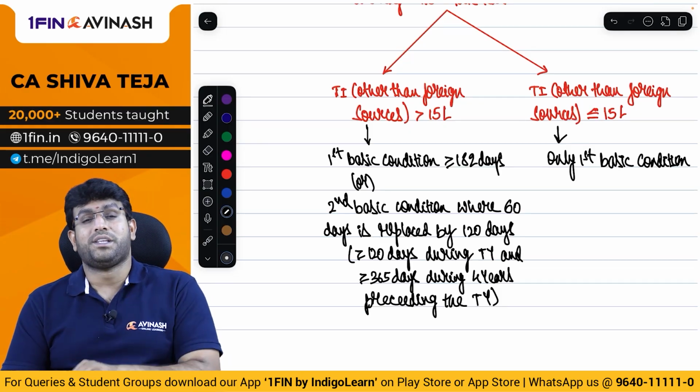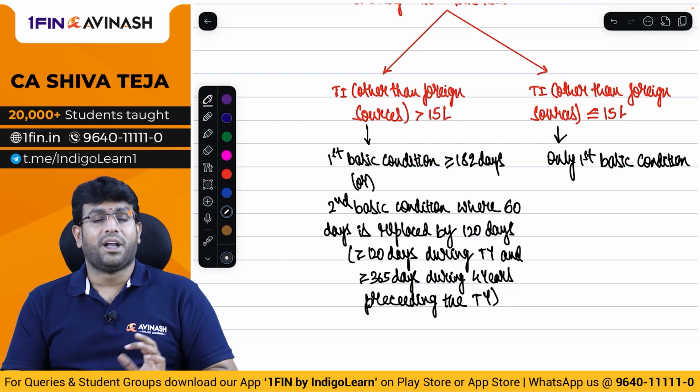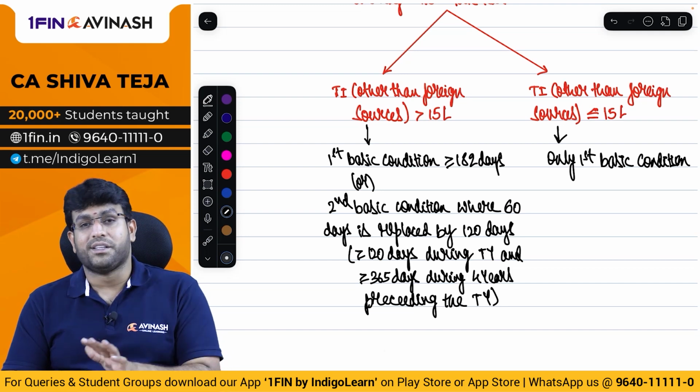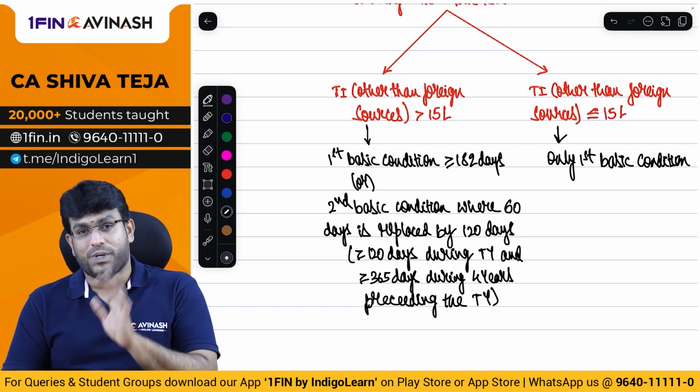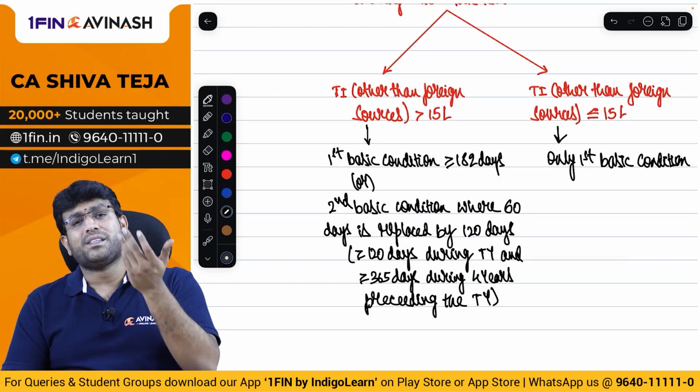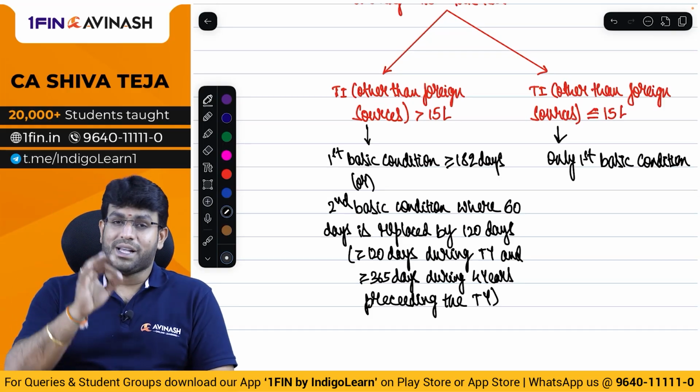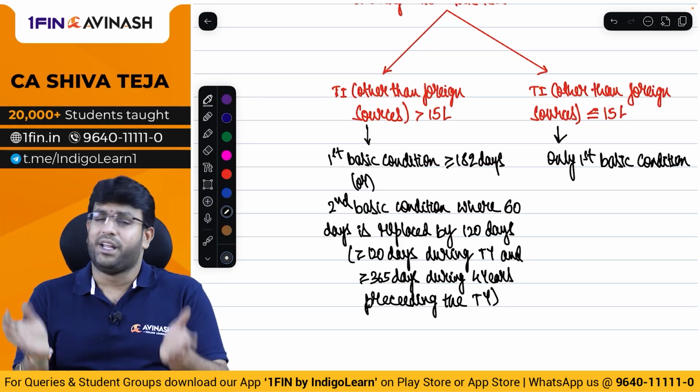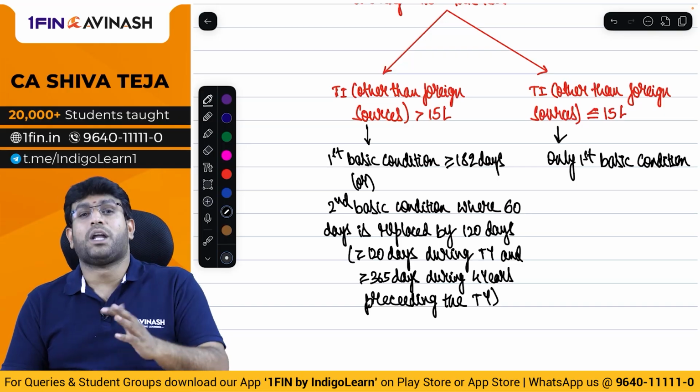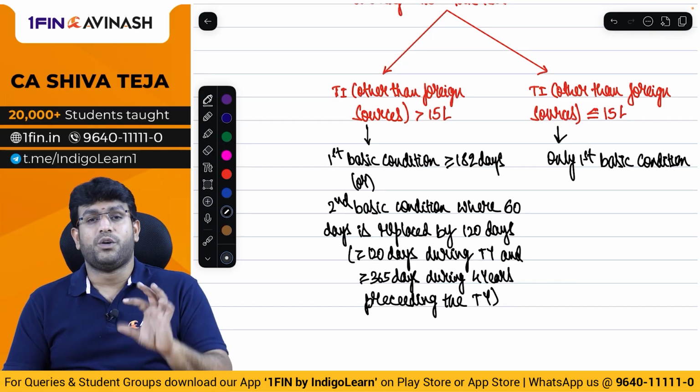So friends, what are the points here? First one. In general, in order to treat a person as a resident, there are two basic conditions. If any one is satisfied, we will treat him as a resident. If both are satisfied, still resident only. If both are not satisfied, we will treat the person as non-resident.